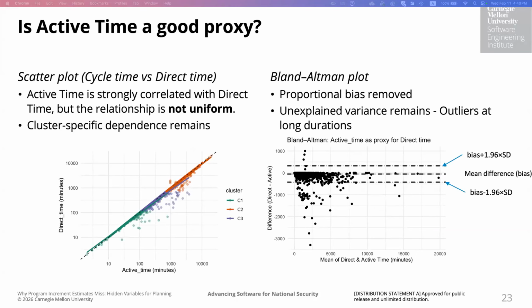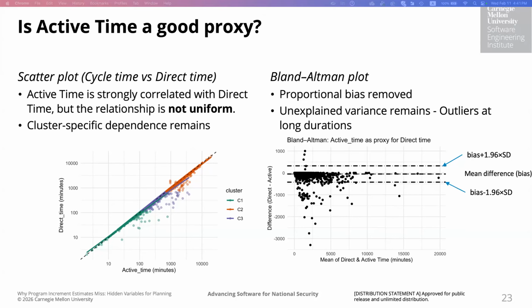And now that we have shown that they are statistically more or less equivalent, right, we want to see if they're agreeing perfectly or not. So looking at the scatter plot on the left, the active time versus direct time, we see that it's an extremely strong relationship, but it's not uniform across clusters. The small tasks align very tightly. The medium and especially the large ones show a bit more spread, right?